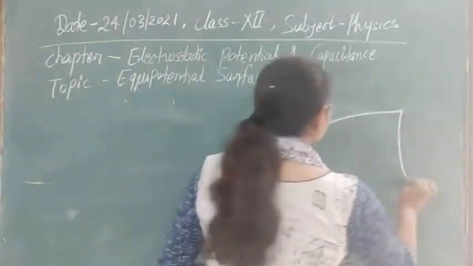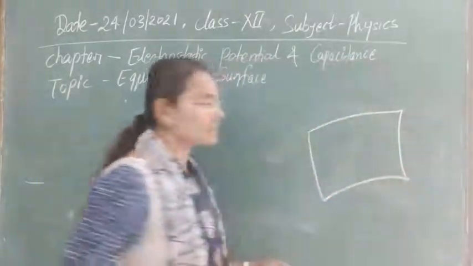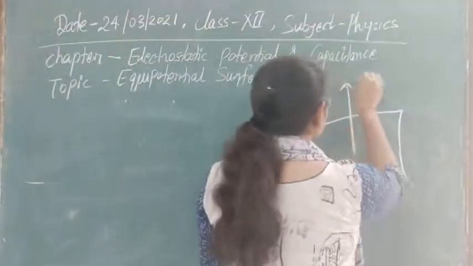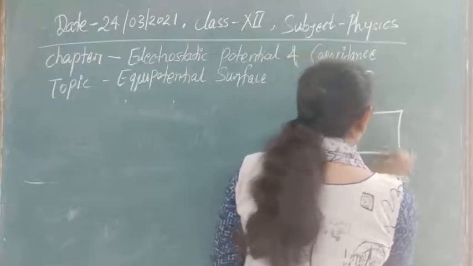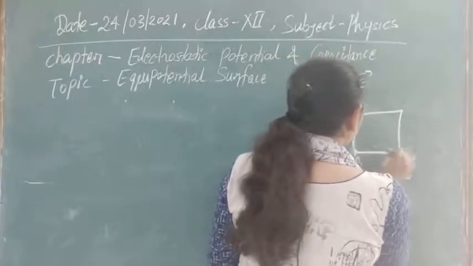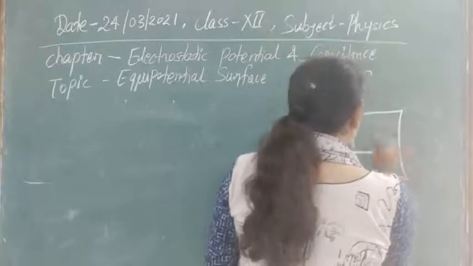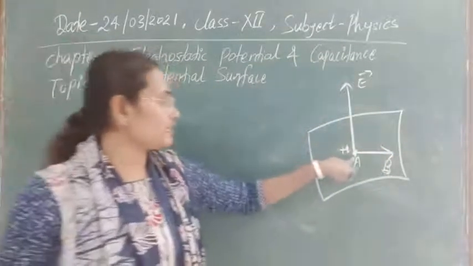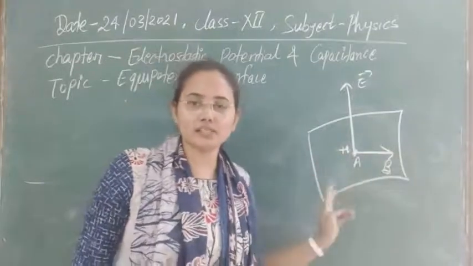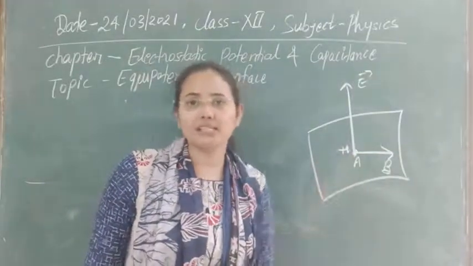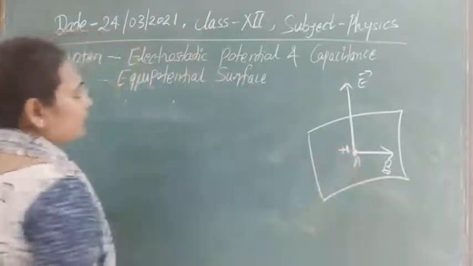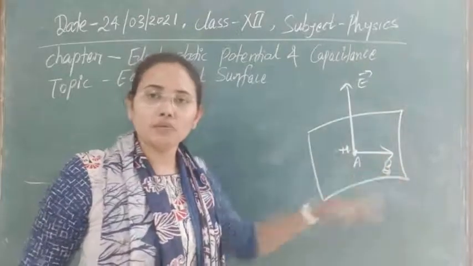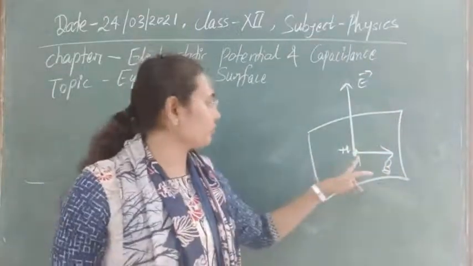Suppose we have any surface like this, and this surface is equipotential. This is the direction of the electric field, and this is point A, and we are moving a plus Q charge from A to B on the equipotential surface. It means that the potential will be the same everywhere. So let's calculate the work done in moving the charge from point A to point B.